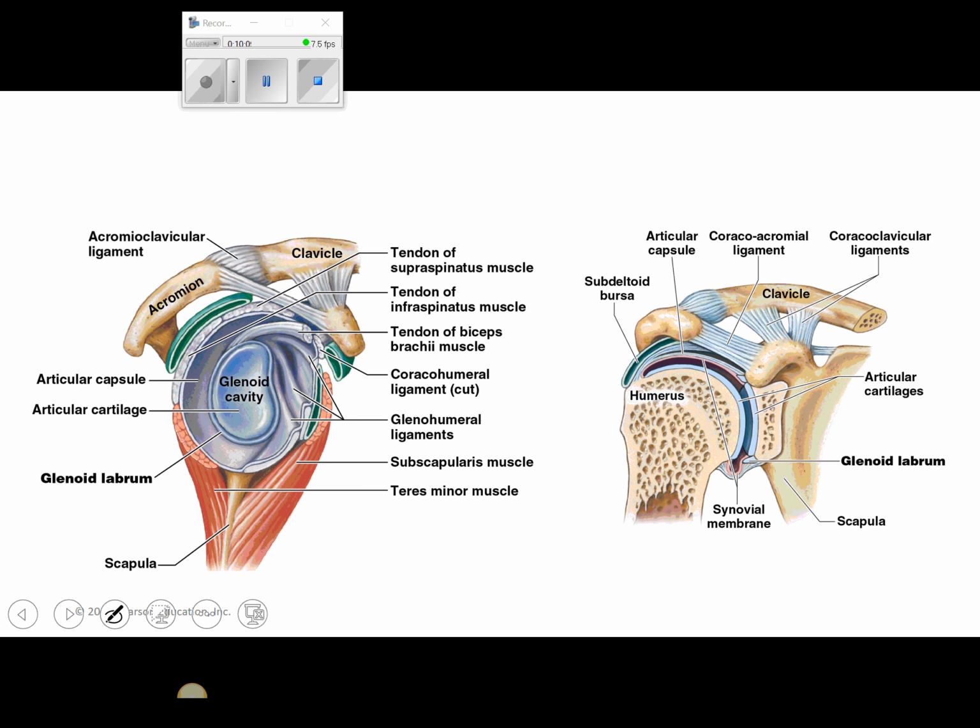Okay, this picture right here is just showing you the lateral view, where you can see how small the articular cartilage of the glenoid cavity is compared with that of the articular capsule. This picture over here shows you a frontal section through the glenohumeral joint that shows the relatively loose articular capsule, how it extends from the scapula to the anatomical neck of the humerus. So that oversized articular capsule is going to permit an extensive range of motion.